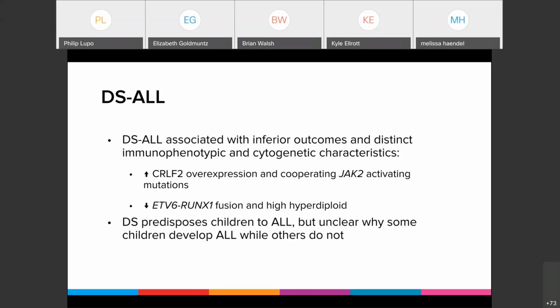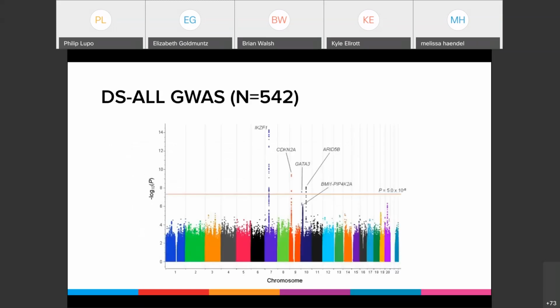So to that point, go to the next slide. Collaborators on this call and I conducted the genome-wide association study of Down syndrome acute leukemia. And you can see even with a relatively limited sample size of just over 500 cases, we were able to identify some relatively strong and significant associations. But these are variants that have been identified in GWAS of ALL independent of Down syndrome. So that really made us wonder if there were other genetic factors that could be underlying this condition, especially on chromosome 21 or throughout the genome.